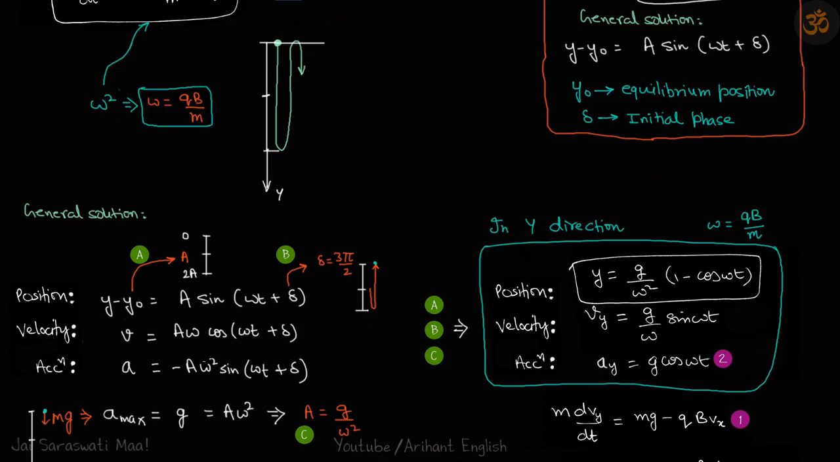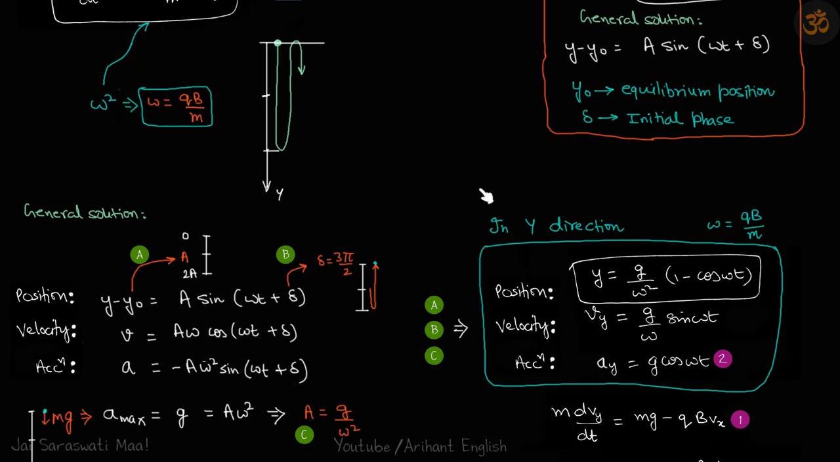Now let's write this general equation here. For position, y minus y naught is equal to A sine omega t plus delta. We differentiate it, we get velocity, I'm not writing Vy, but by this we mean velocity in y direction only. So Vy is equal to A omega cos omega t plus delta, and differentiate once more, acceleration is equal to minus A omega square sine omega t plus delta.